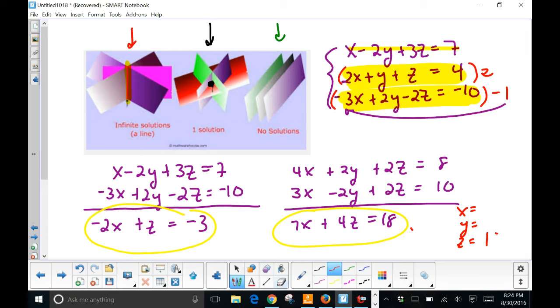I meant to write a question mark there. And here we go: question mark, question mark, question mark. What do those equal, so that when I have those three equations, I have their point of intersection?